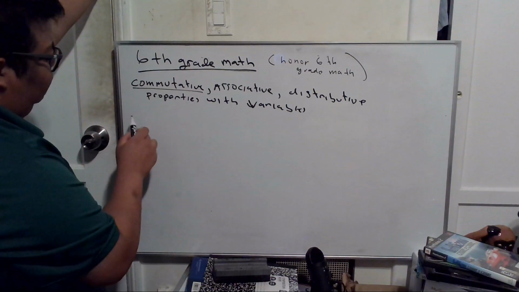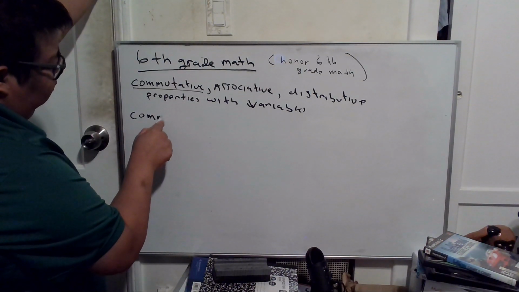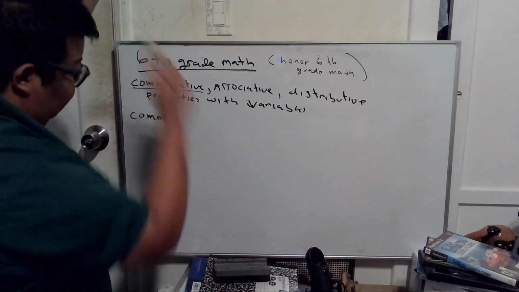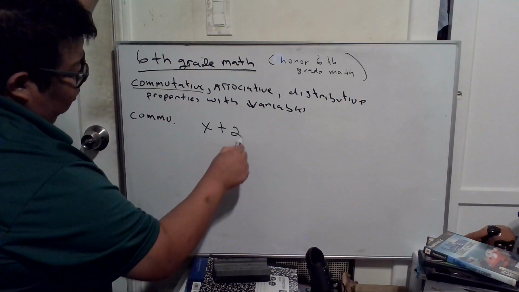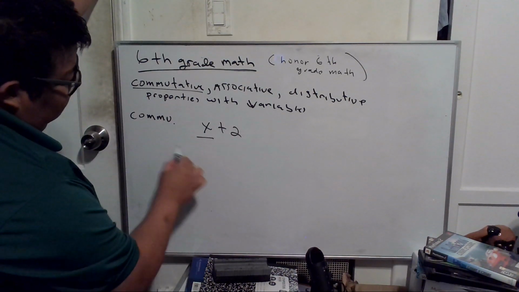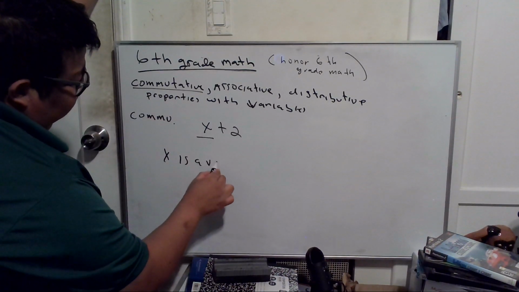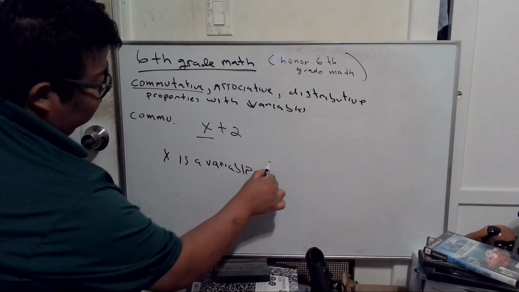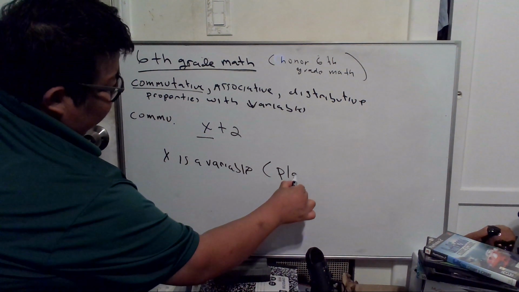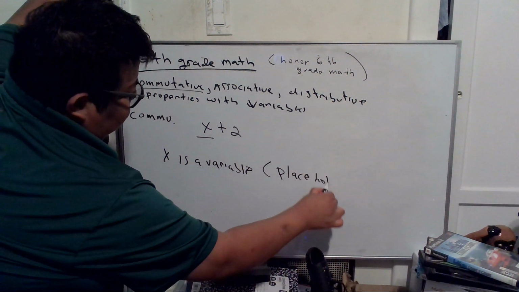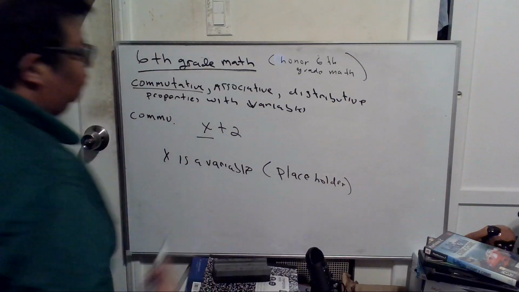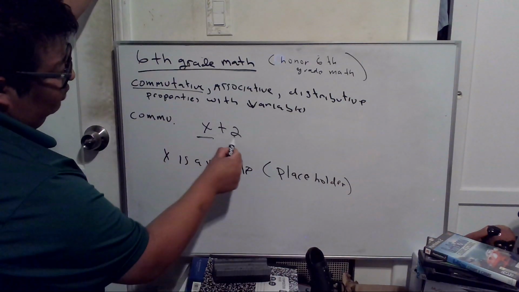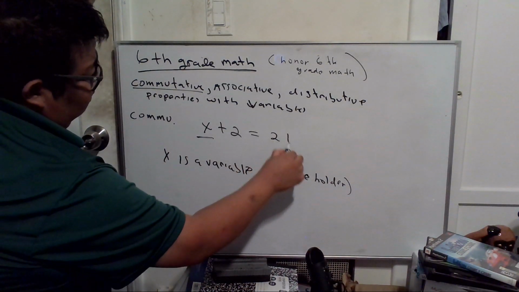So let's start with the commutative property. The commutative property says that, let's say you have something that looks like this: x plus 2, where x is a variable. And what is a variable? A variable is a placeholder. So the commutative property says that x plus 2 is the same thing as 2 plus x.